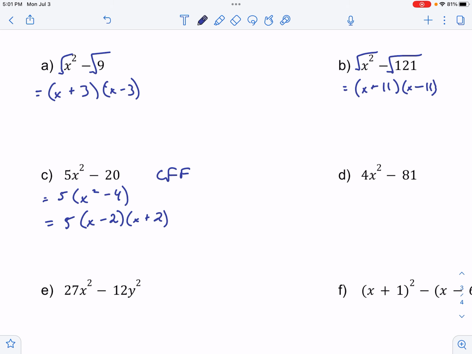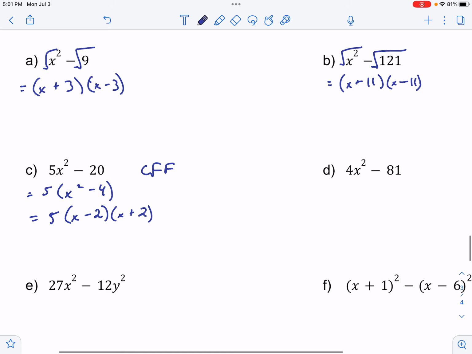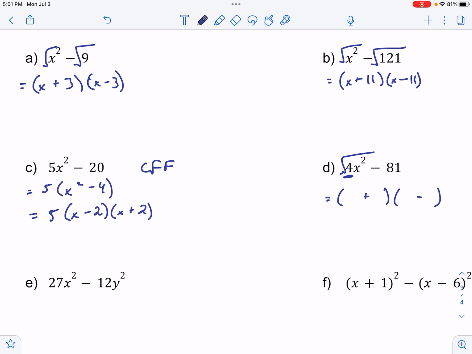D, a little bit harder. Cannot common factor first, but that's a-okay because 4 is a perfect square, so we can still use the perfect square method. Set up my two brackets. One's got a plus, one's got a minus. What is the square root of 4x squared? Well, the square root of 4 is 2, and the square root of x squared is x. Then I'll do the square root of 81, which is 9. So 2x plus 9, 2x take away 9.